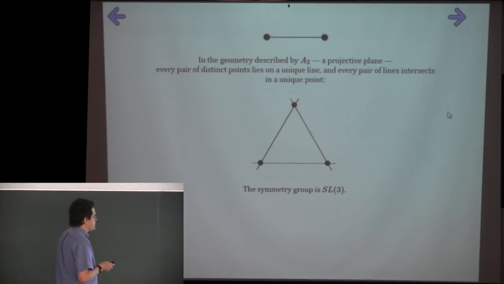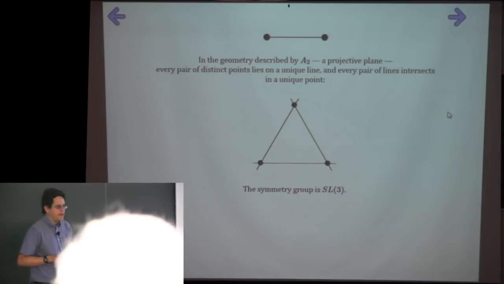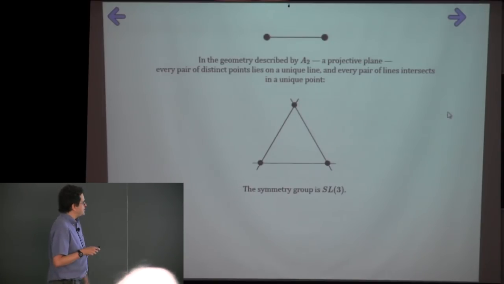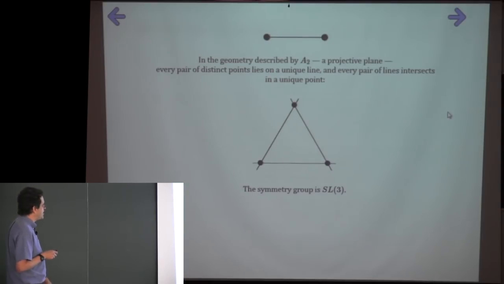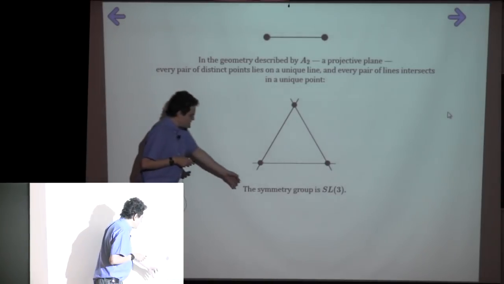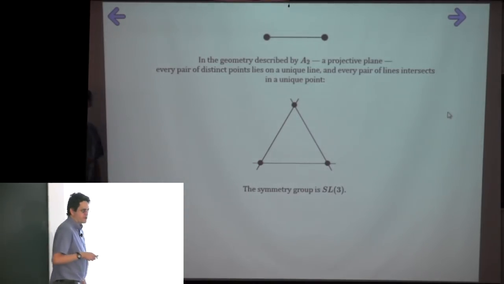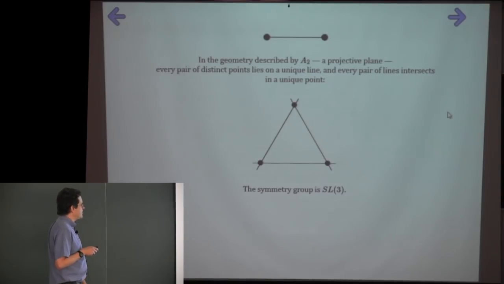So the geometry for the A2 Dynkin diagram is projective plane geometry. It's one dimension down from the projective three-dimensional geometry on my first slide. So the symmetry group of the projective plane is basically SL3, or you might say PSL3 if you want to show off.